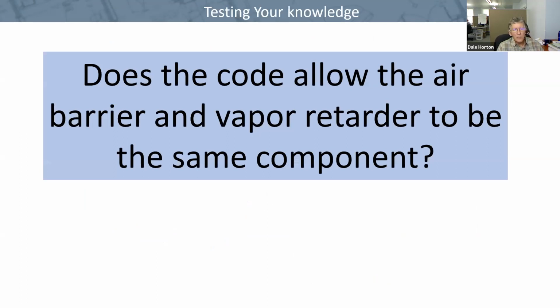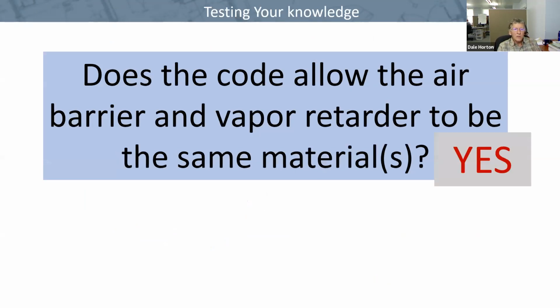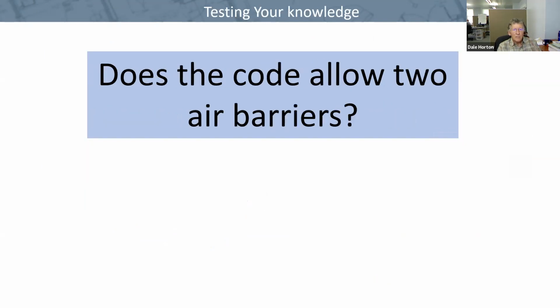So here's a couple of questions for you. Does the code allow the air barrier and water and vapor retarder to be the same component? Think for a minute, and the answer of course is yes, because there are times, depending on what you're doing, that the vapor retarder and the air barrier are the same material. For example, if you're using polyethylene. So yes, indeed, the vapor barrier and the vapor retarder and the air barrier can be the same material.